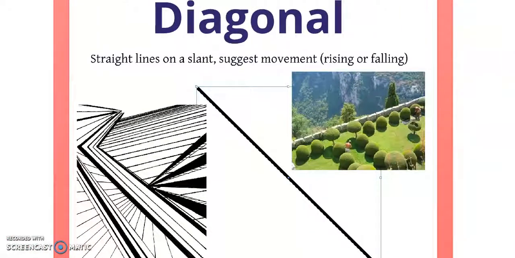Diagonal lines are straight lines on a slant. They suggest movement, whether that movement is rising or falling. So if I look at the black and white picture of diagonal lines, my eyes seem to follow those diagonal lines that are moving across the paper. In the picture of the garden, there's a wall made of a diagonal line.